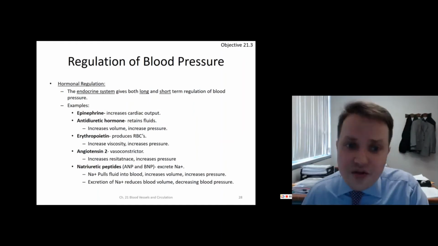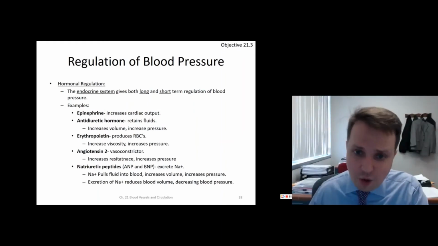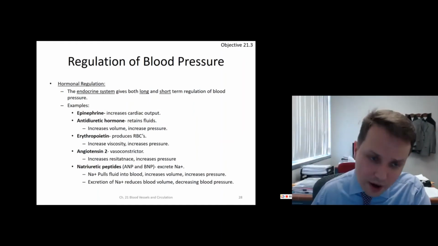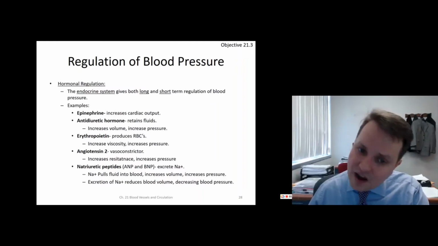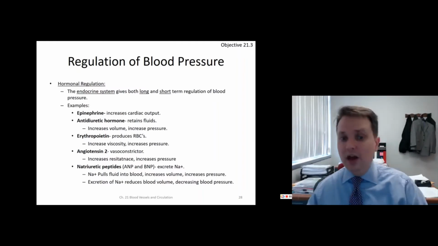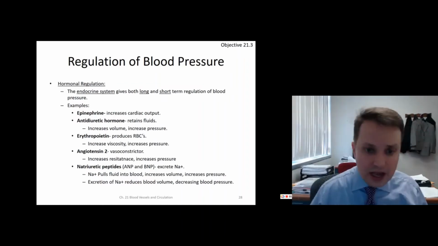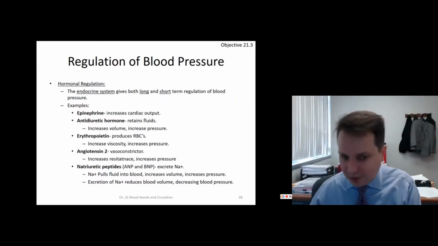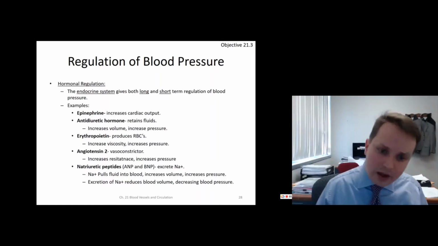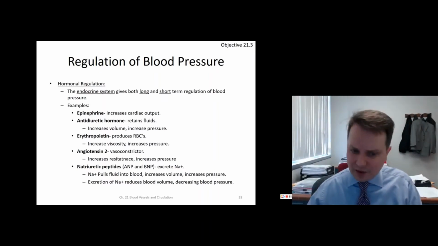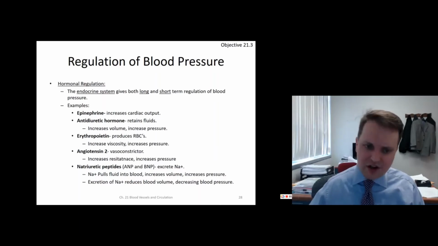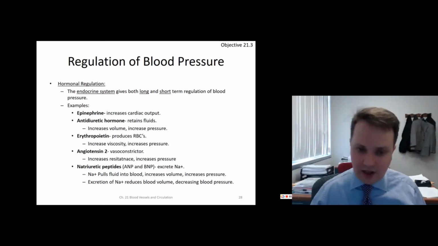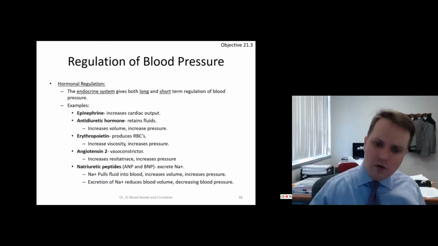Now, there are other things that also control our blood pressure, things like hormones, the endocrine system. Epinephrine increases cardiac output. How? It increases blood pressure. ADH retains fluid, which increases volume, which increases pressure. EPO increases red blood cell production. When you do this, the blood gets thicker, increasing viscosity. When viscosity increases, blood pressure increases.